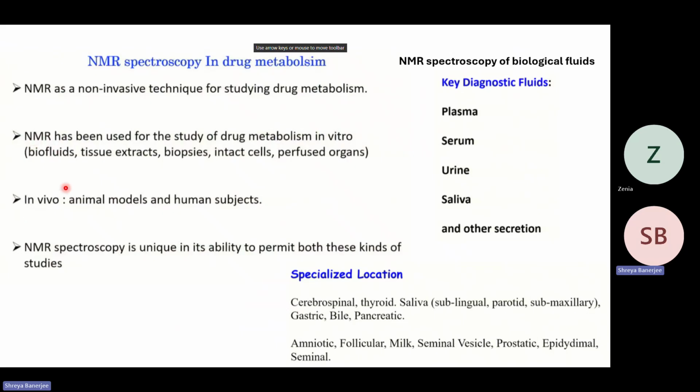It has also been used in vivo in live animal and human subjects. So that is a specialty of NMR. It is unique in its ability to permit both in vivo and in vitro studies. NMR can also be used in specialized locations like cerebrospinal fluid, pancreatic fluid, amniotic follicular fluid, and so on. These are also in vitro.